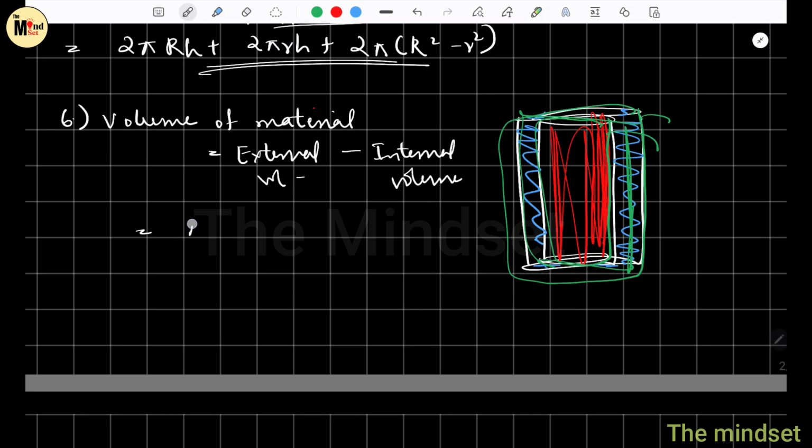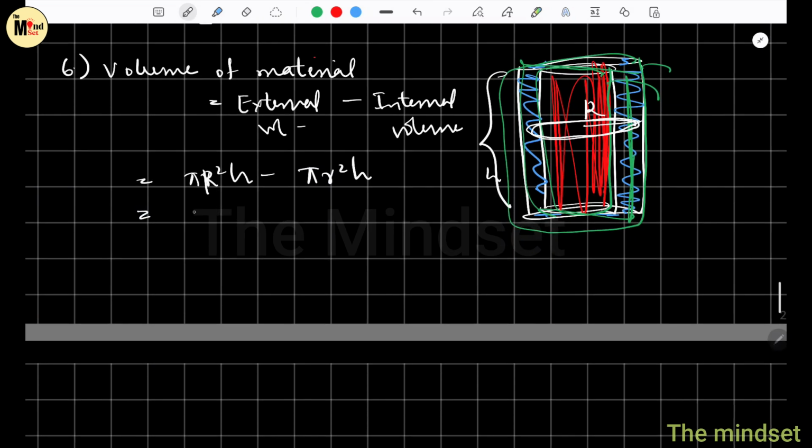So it will be pi r square into h. Since for the outer cylinder the radius is capital R, it will be pi R square, because pi R square will be the cross section of one circle. So pi R square into the entire height h minus, for the small cylinder, it will be pi small r square into h. So you can take pi and h outside. So it will be pi into capital R square minus small r square into h. So there are 6 important formulas in this hollow cylinder portion.